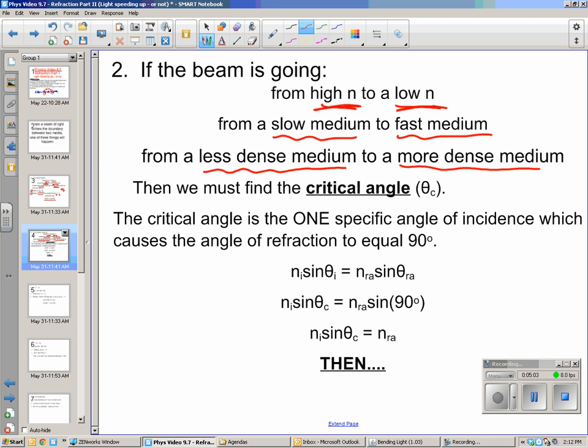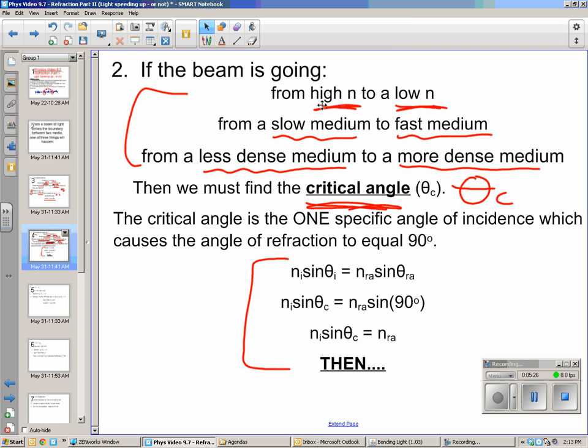All right. When that happens, if the beam is doing these three things, then you must find what is called the critical angle. All right. The critical angle is the one specific angle of incidence which causes the angle of refraction to equal 90 degrees. Okay. So let me come back to this in a second.